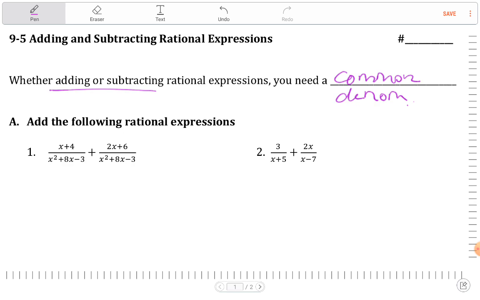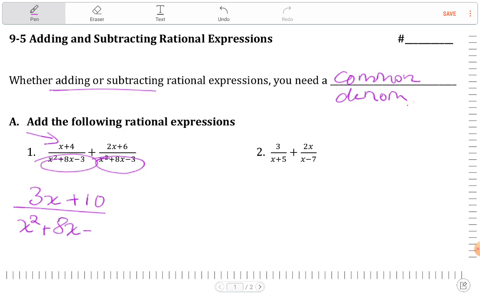If I look at number 1, I can see that my denominator already is the same, so I only have to focus on my numerator and add my terms together, which x plus 2x would give me 3x, and 4 plus 6 will give me 10, and my denominator stays the same, x squared plus 8x minus 3.